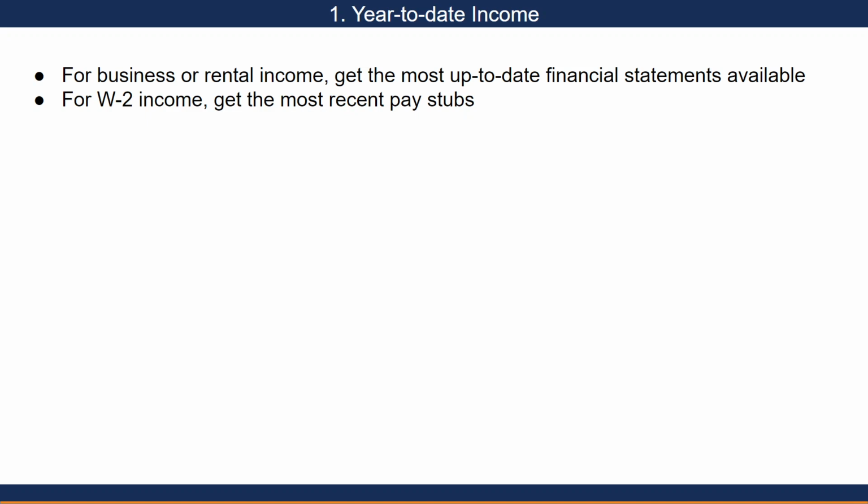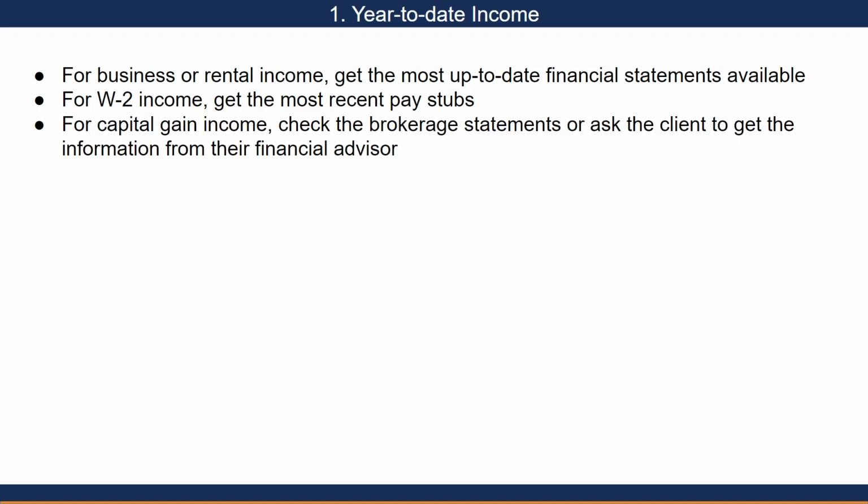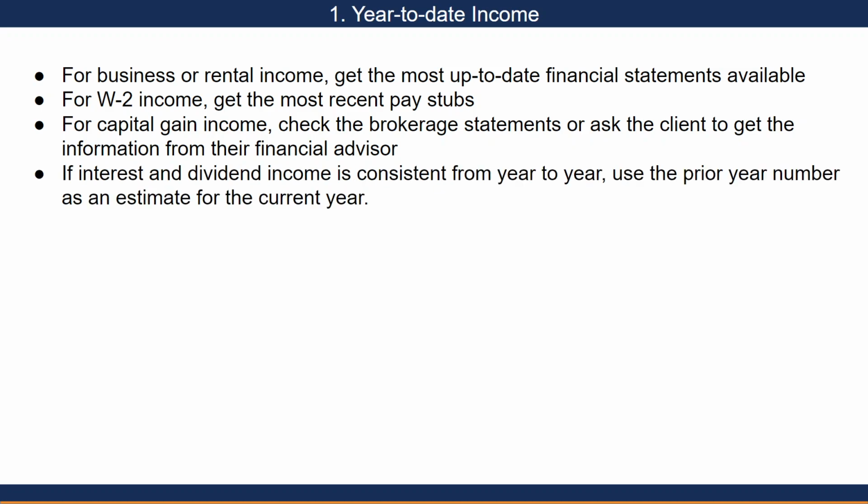Then for W-2 income, we want to get the most recent pay stubs and see what they've earned year to date and what they've had withheld year to date. For capital gain income, we'll check the brokerage statements or ask the client to get information from their financial advisor for those. And then if interest and dividend income is consistent from year to year, then we can use the prior year number as an estimate for the current year.